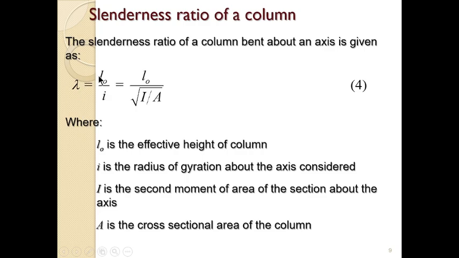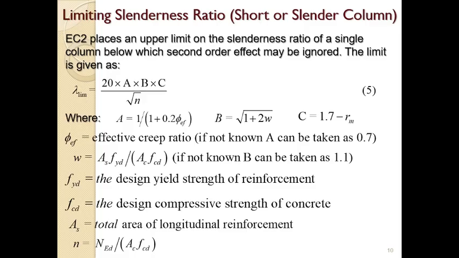L naught here is effective length. I is radius of gyration, the radius of gyration about the axis in consideration. And you know the radius of gyration is usually square root of I over A, where I is moment of inertia and A is cross-sectional area. That means the slenderness can now be L naught all over square root of I over A. Now, there's what we call limiting slenderness.